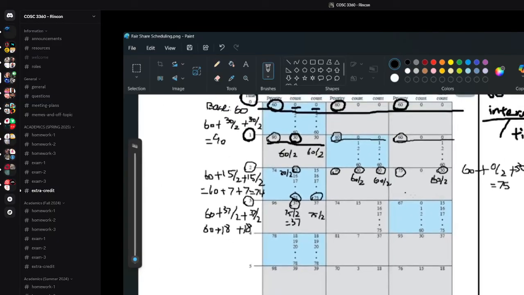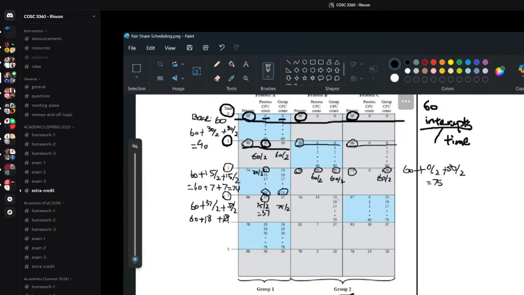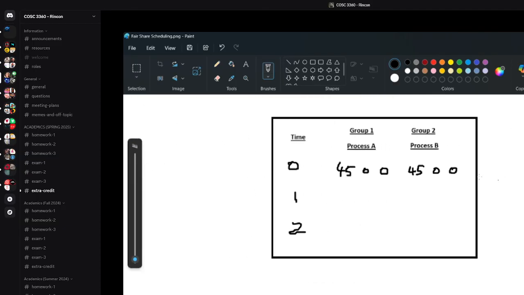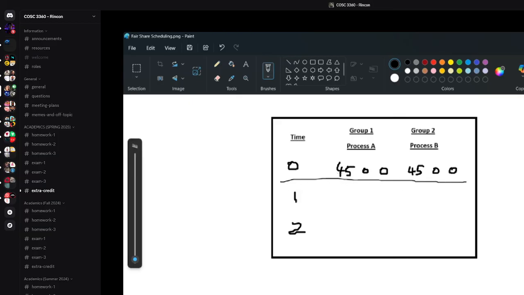Okay, I'm not going to explain the rest because it's a little bit too time consuming. So I'm going to explain this one, I believe this is on your practice exam, if I'm not wrong, but I'm just going to go over this one real quick. So again, this is what you'll be given. You have the time 0, right? So in this case, this is 60 interrupts. And I believe on your practice exam, this is given, like it will say 60 interrupts per time, something like this.